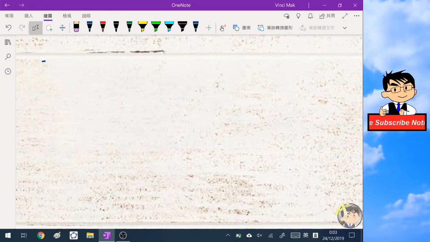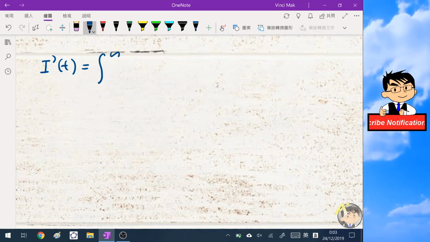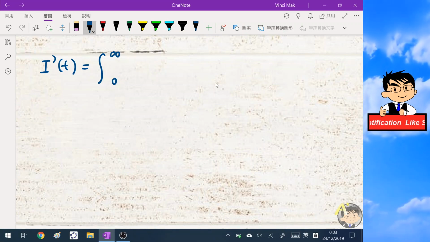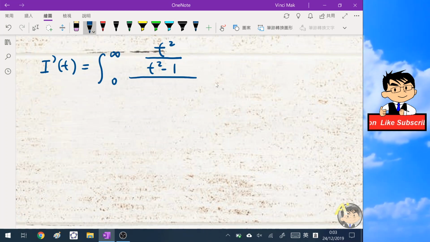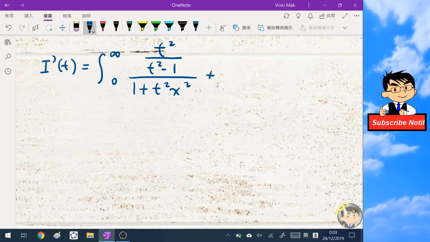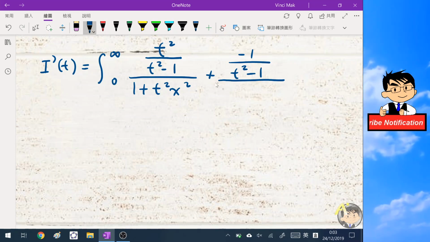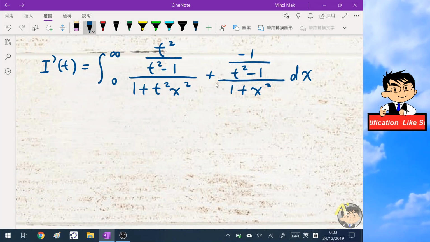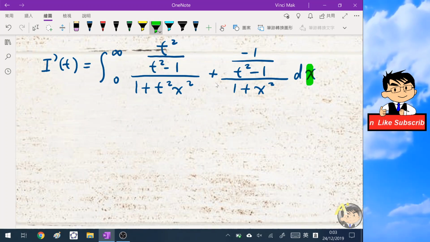So we know that our I'(t) will now be equal to the integral from 0 to infinity, and then we will put the coefficient in it: t squared over (t squared minus 1) times 1 over (1 plus t squared x squared), minus 1 over (t squared minus 1) times the big denominator 1 plus x squared, dx. So now we will integrate this, and notice that we are integrating with respect to x.